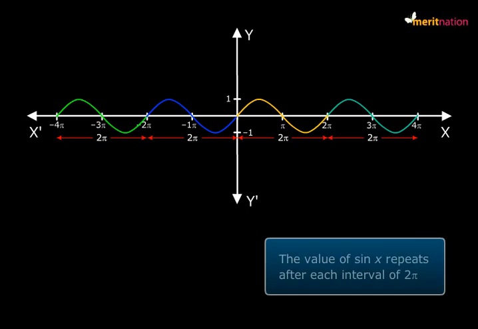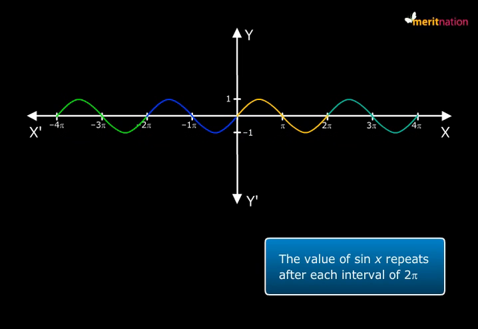This means that the value of sin x repeats after each interval of 2 pi. You don't believe me? Go back to the graph. Look at sin pi by 2. Its value would be 1. Now what is pi by 2 plus 2 pi? Simple calculation. 5 pi by 2.